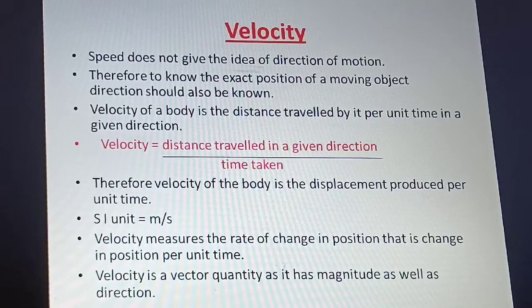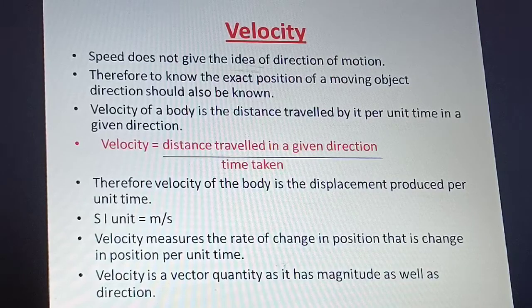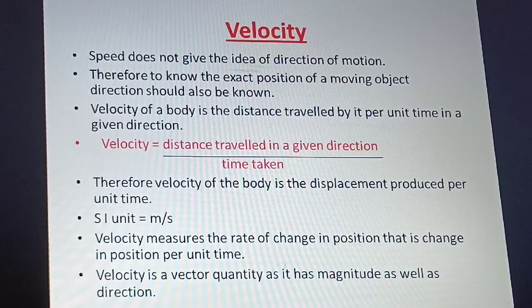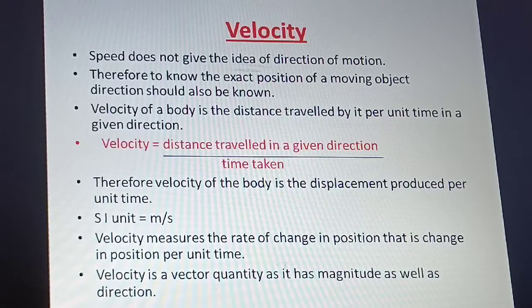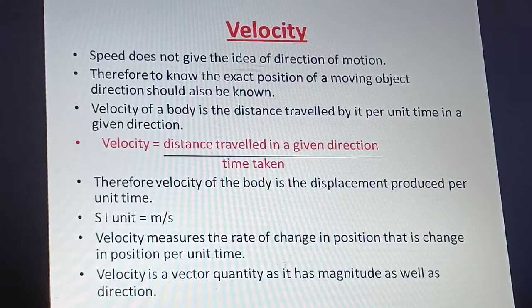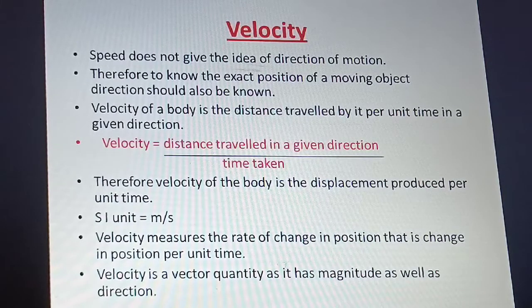Next we'll see about velocity. Speed gives the idea of magnitude, but it does not give the idea of the direction of motion. The speed will not tell what the direction is; it only counts on magnitude. Therefore it is called a scalar quantity. So to know the exact position of a moving object, direction should also be known. If you are moving, in order to know your position, even the direction we should know.